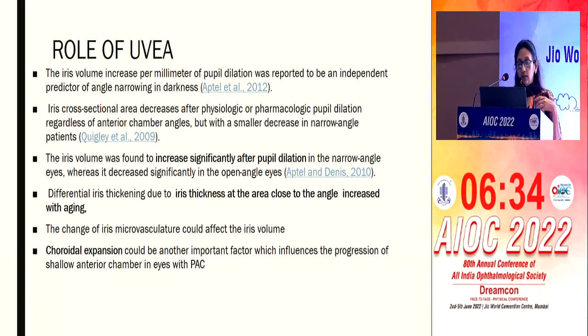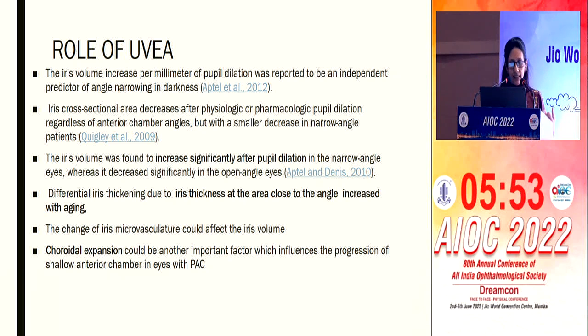What is the role of the uvea? This is something we have been able to elucidate more and more because of ASOCT, and very little of UBM. When you dilate a pupil, the iris acts like a sponge and squeezes fluid out of the iris. But in a patient who has angle closure, it increases in thickness. So iris volume, which usually decreases after dilation, here increases and thereby crowds the eye further, and the person can get an angle closure attack.